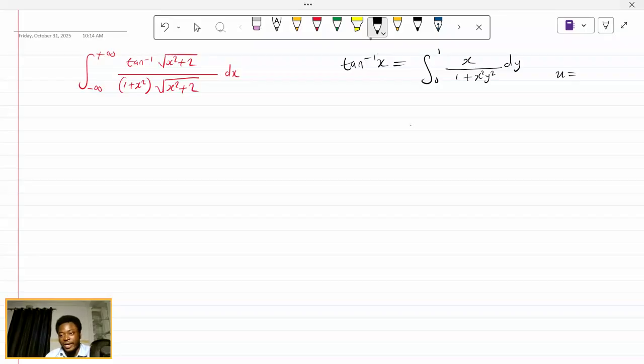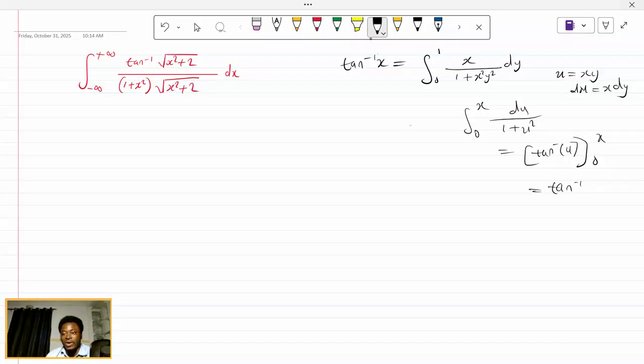We can take u to be xy. Then du would be x dy, so x dy will be du. When y is 0, u is 0, and when y is 1, u is x. So this is the integral from 0 to x of du divided by 1 plus u squared, which equals tan inverse of u from 0 to x. Since tan inverse of 0 is 0, this equals tan inverse of x. So tan inverse of x equals this integral. That is what we have shown here.